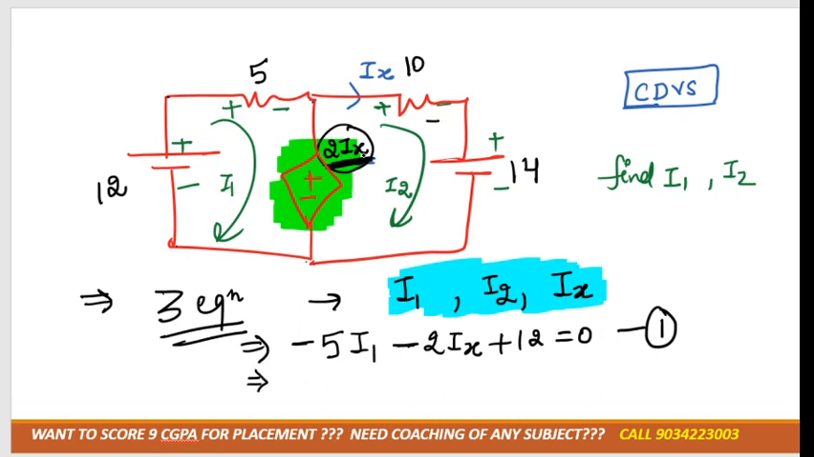Similarly, now tell me the second mesh equation. Minus 10 I2, then minus 14, then plus 2Ix equals 0.